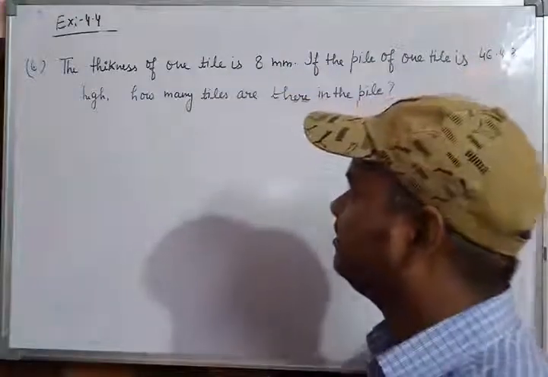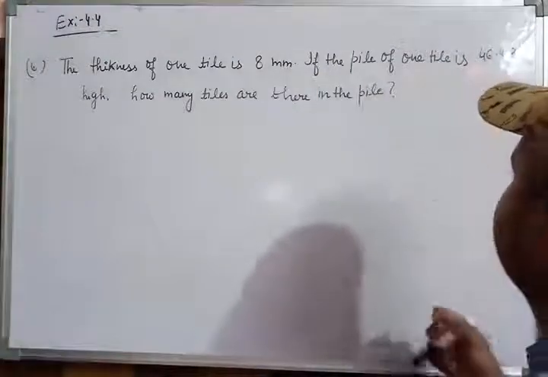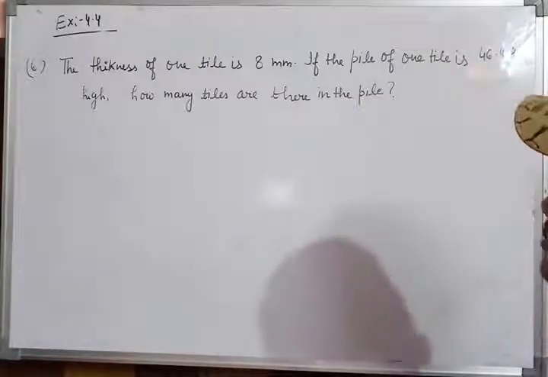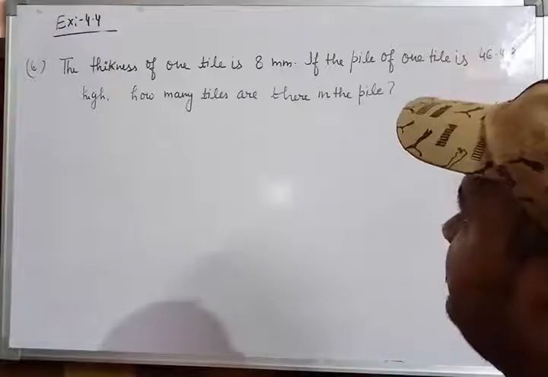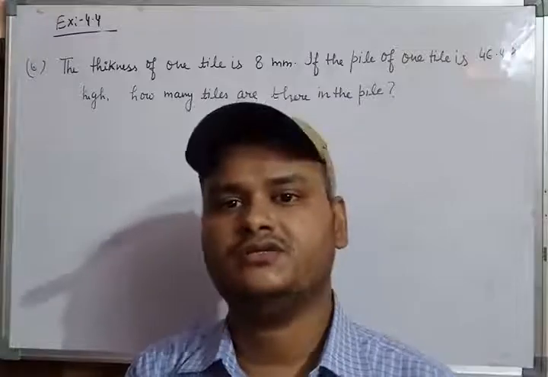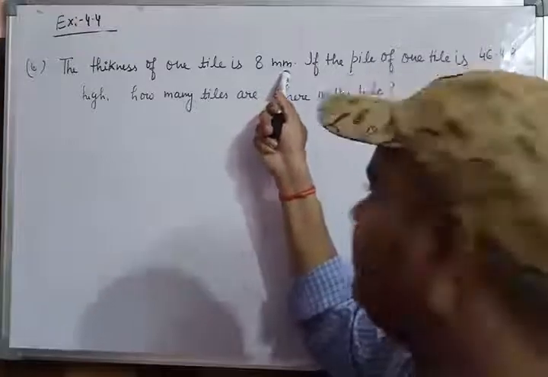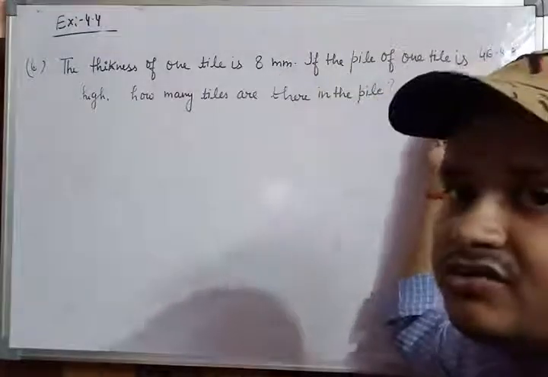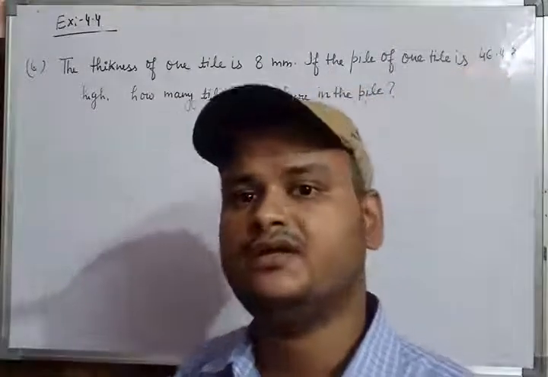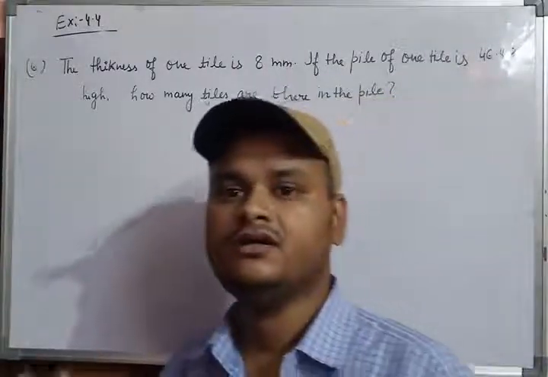Question number 6: the thickness of one tile is 8 millimeter. If the pile of tiles is 46.4 centimeter high, then how many tiles are there in the pile? So students, basically this question is based on the previous topic, conversion of units, because here one quantity is given in millimeter and one quantity is given in centimeter. So this question can't be solved without first converting both to the same unit.